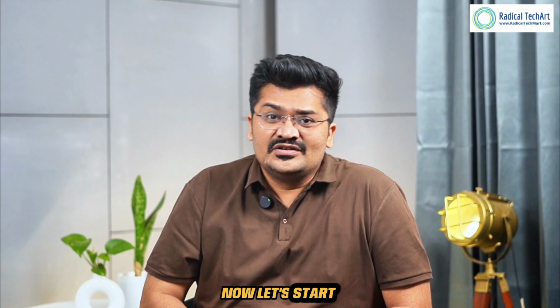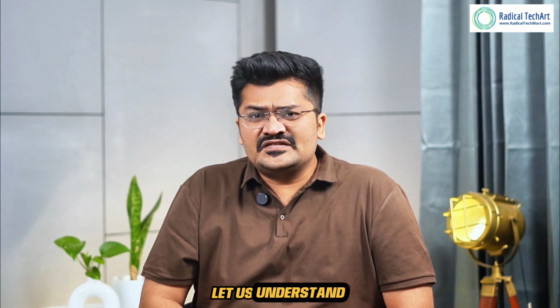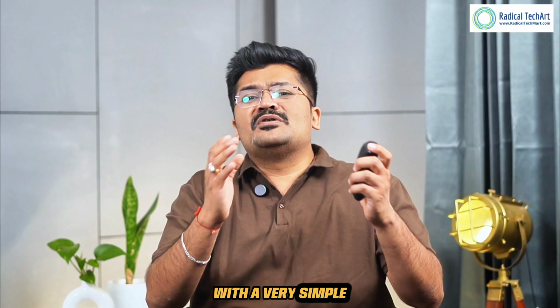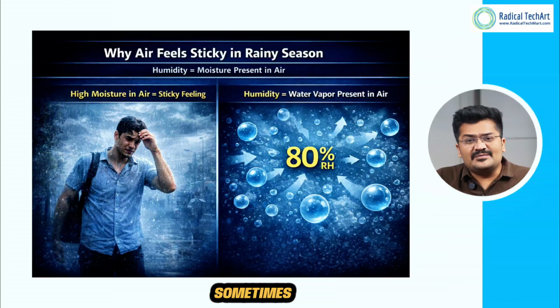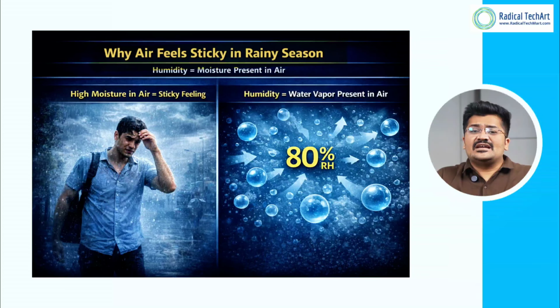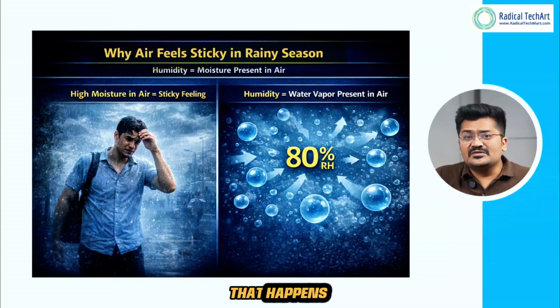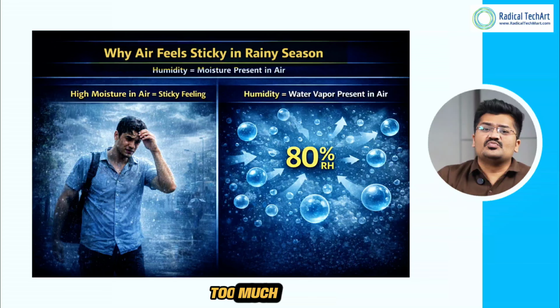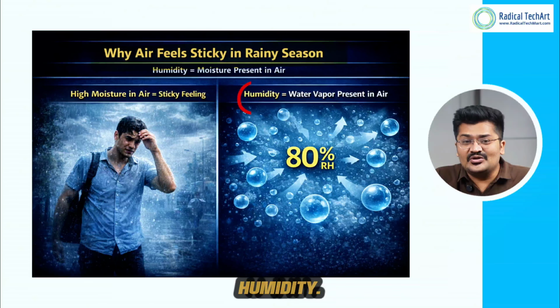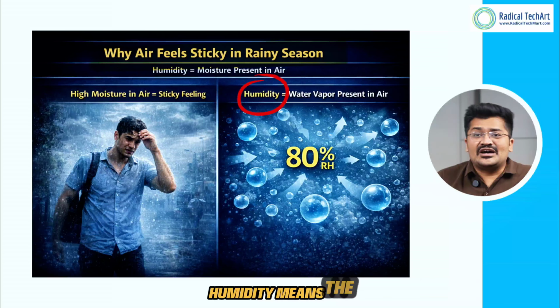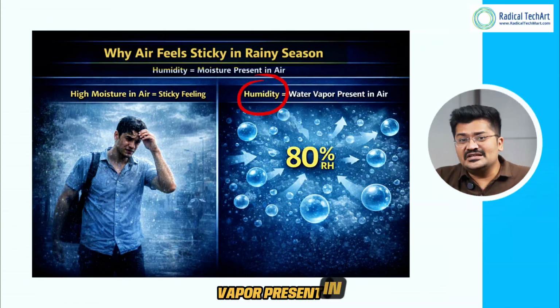Now let's start with humidity first. Let us understand humidity with a very simple example. When you walk outside during the rainy season, sometimes the air feels very sticky and uncomfortable. That happens because there is too much moisture in the air. This moisture in air is called humidity. Humidity means the amount of water vapor present in the air.